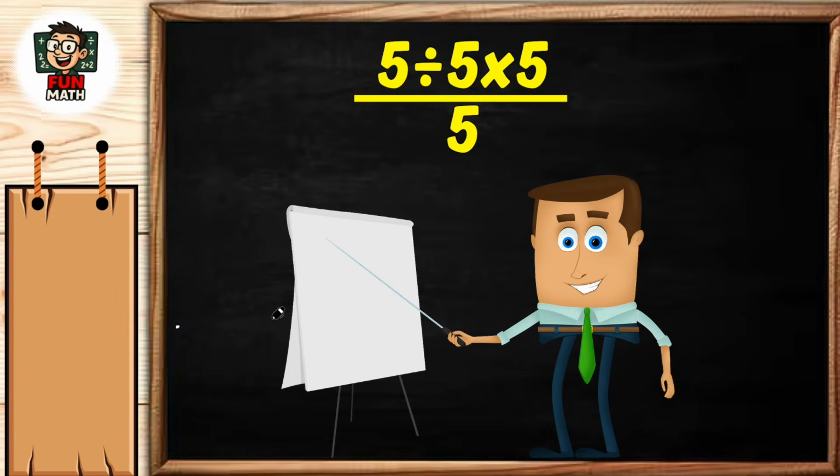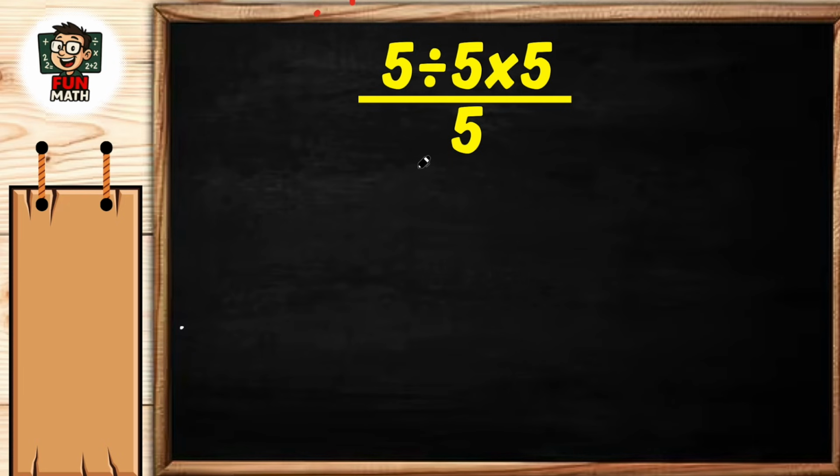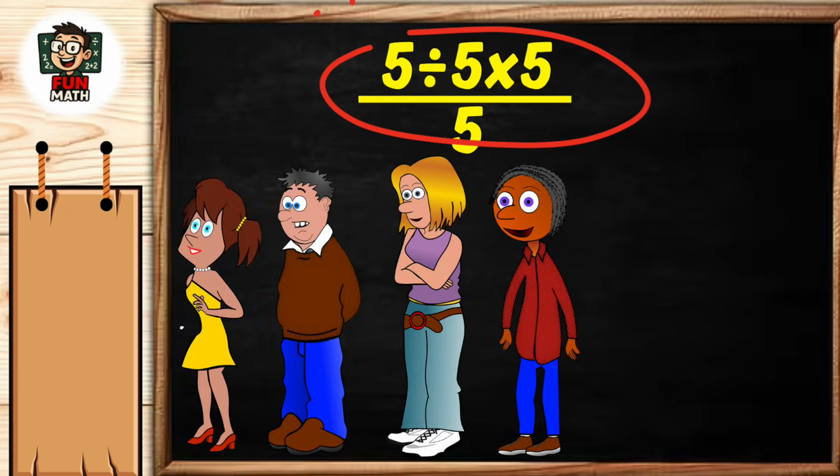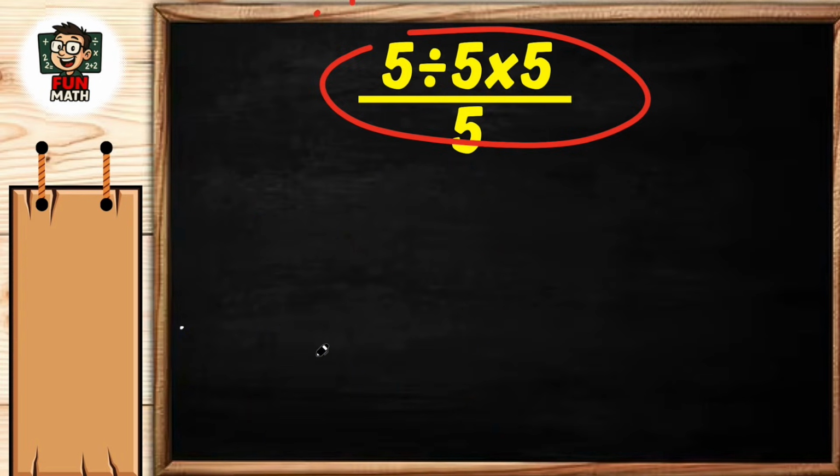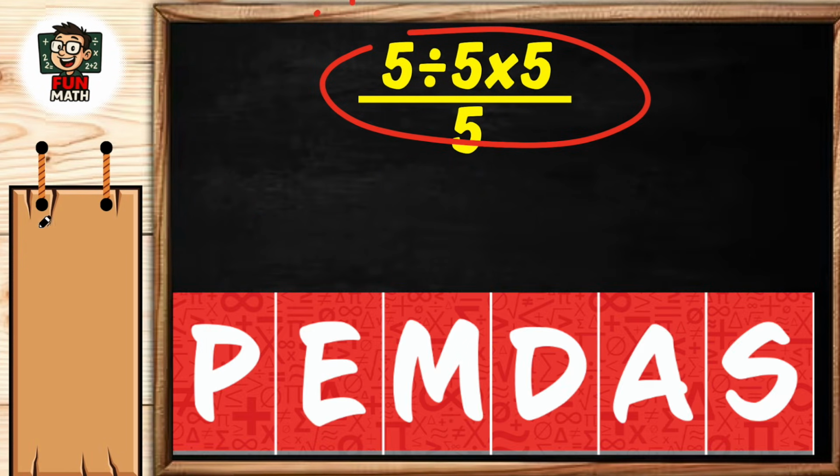Let's take a quick look at our question. When solving complex operations like this, we must pay attention to the order of operations to avoid errors. We code the order of operations as PEMDAS. P stands for parentheses, E stands for exponent, M stands for multiplication, D stands for division, A stands for addition, S stands for subtraction.